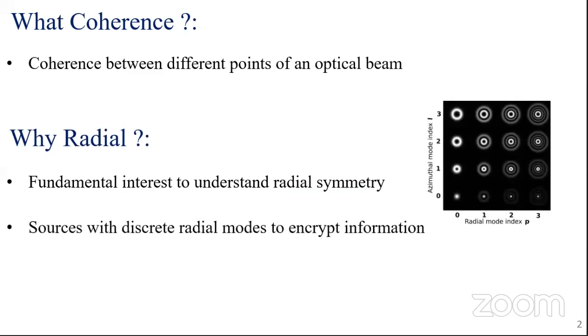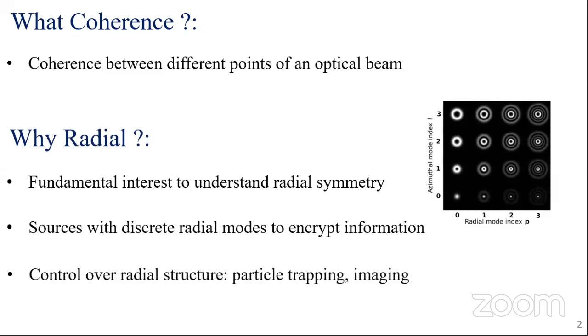The second thing is we have this whole class of Laguerre-Gaussian modes which have discretized radial mode indices p as well as discretized azimuthal mode indices l. These azimuthal mode indices have already been used in the fields of quantum communication and quantum information, and now our aim is to use the radial mode index p, the entire p index basis, in the field of quantum information. And the third thing is if we have control over the radial structure of our beam, then we can do certain kinds of particle trapping and have advantages in imaging with some radially symmetric objects.